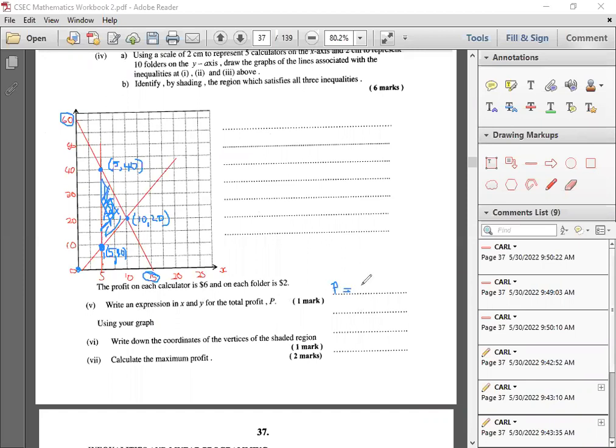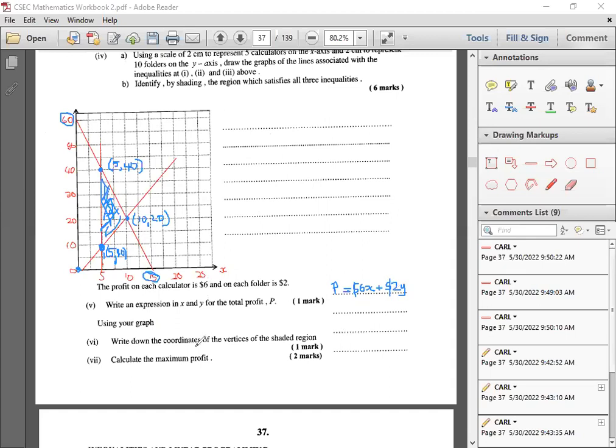Sir, I put P is equal to $6x plus $2y. Good. That's good. So it's just to put x beside these and add them for profit, right?